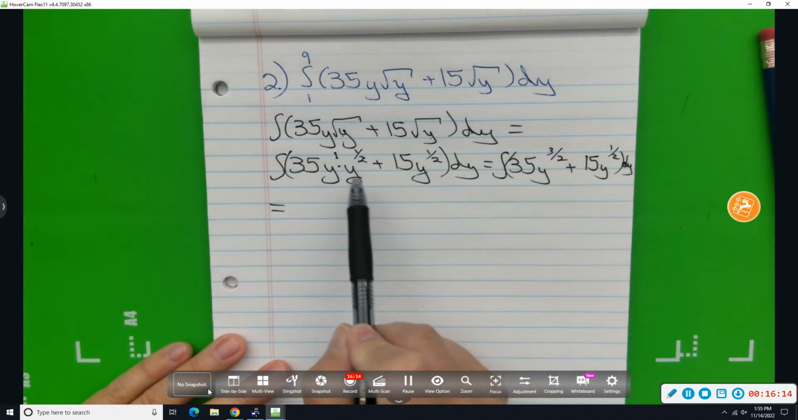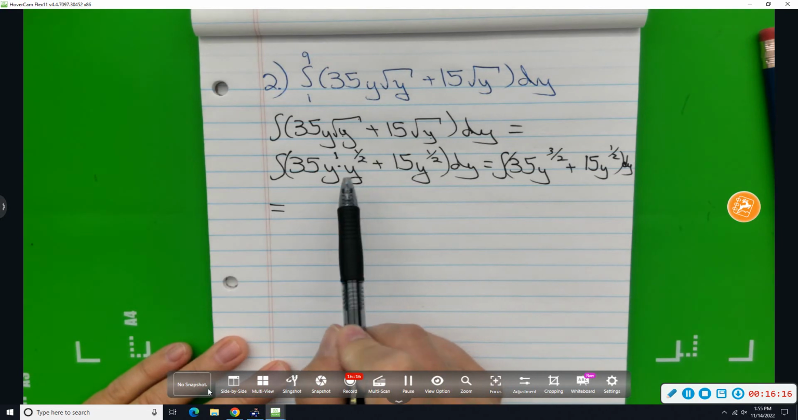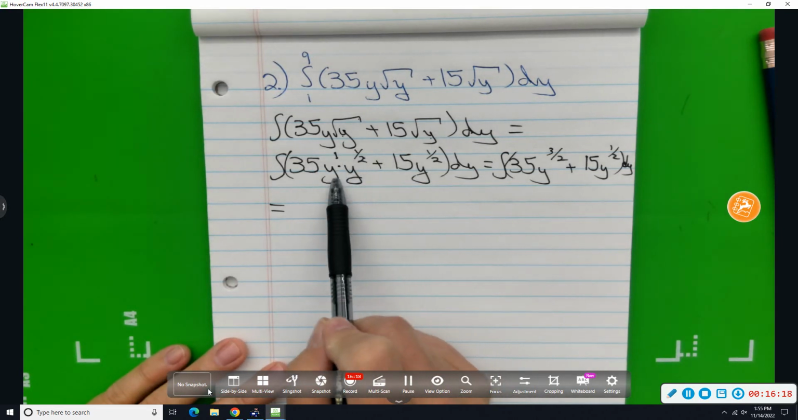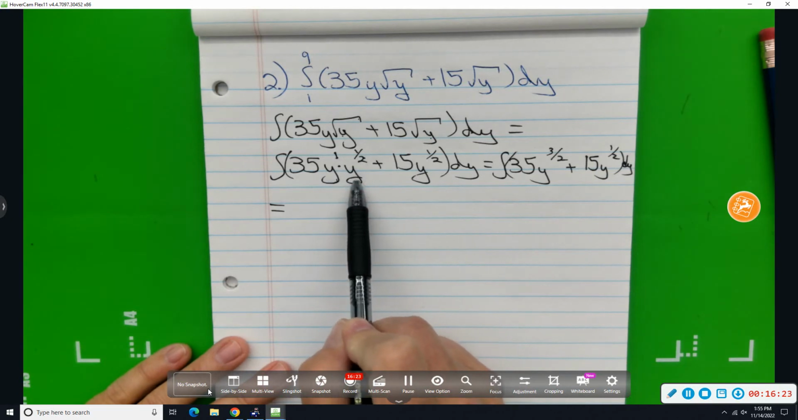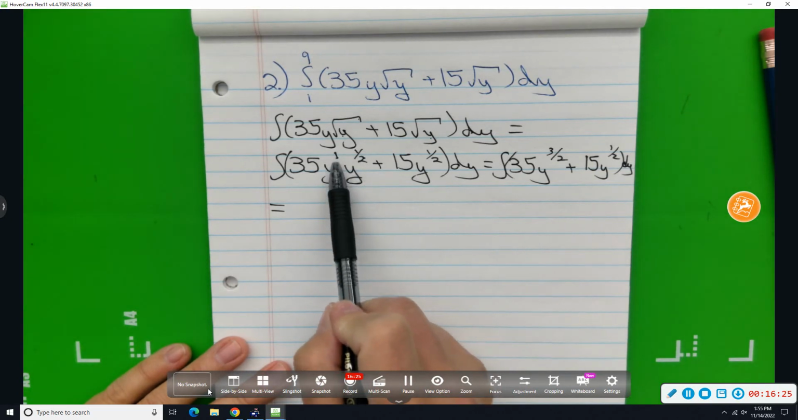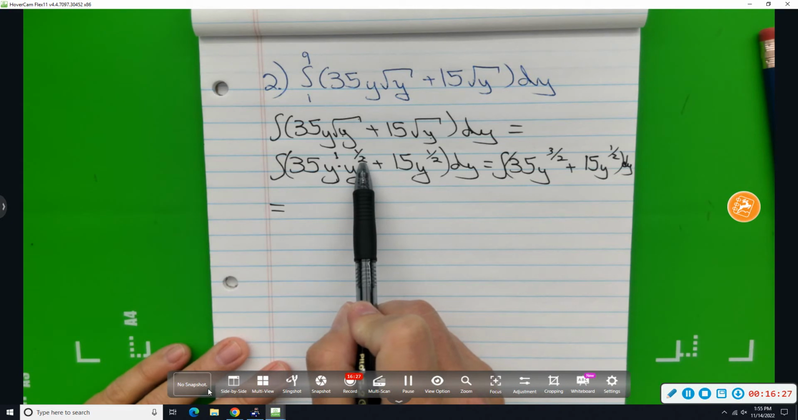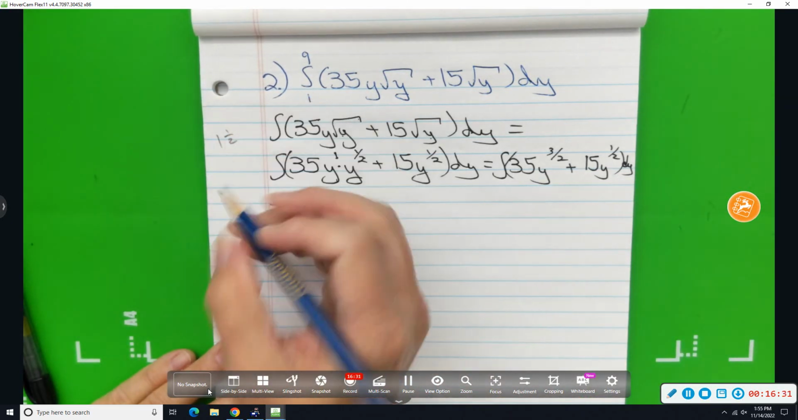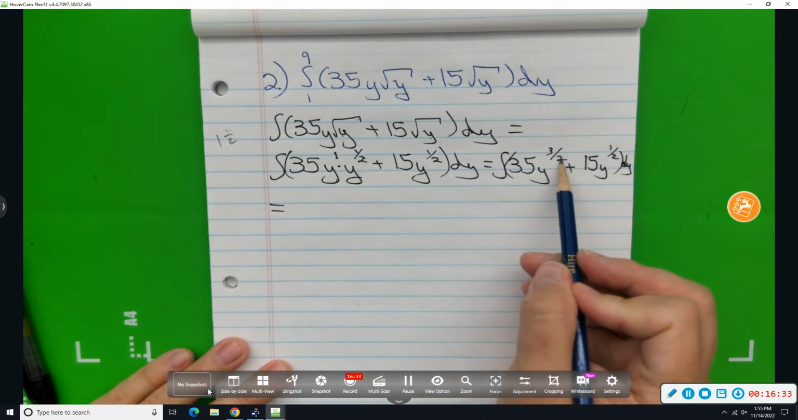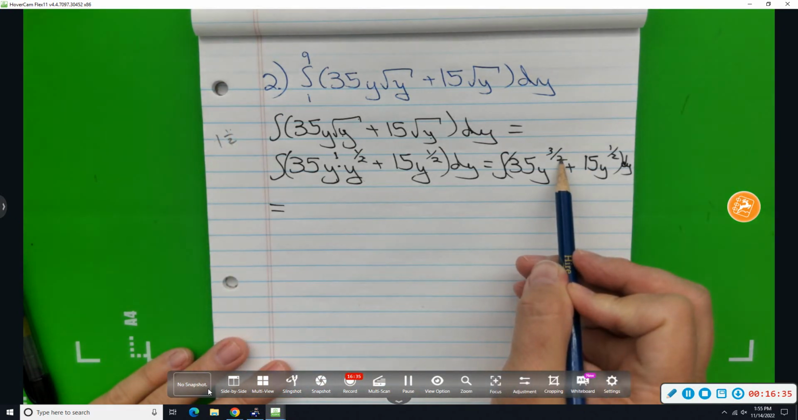Y to the first times y to the 1/2. Did y'all hear that question? What did I do here? Repeated bases being multiplied, so I add the powers. 1 plus 1/2 is 1.5, and 1.5 is the same thing as the improper fraction 3/2.